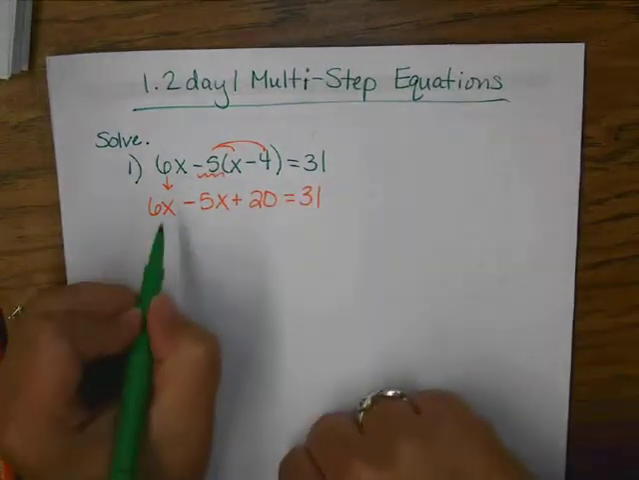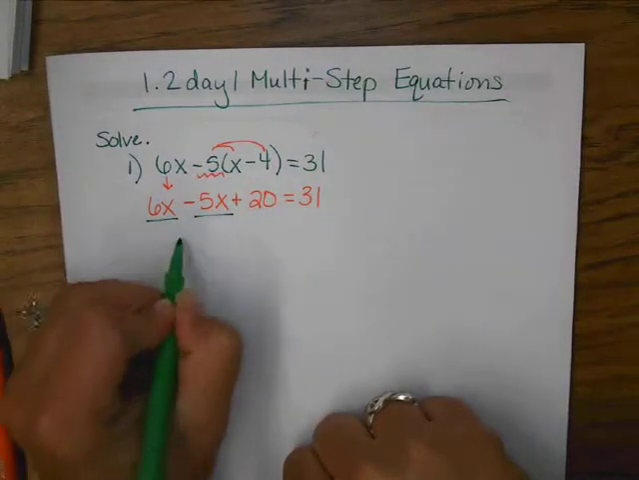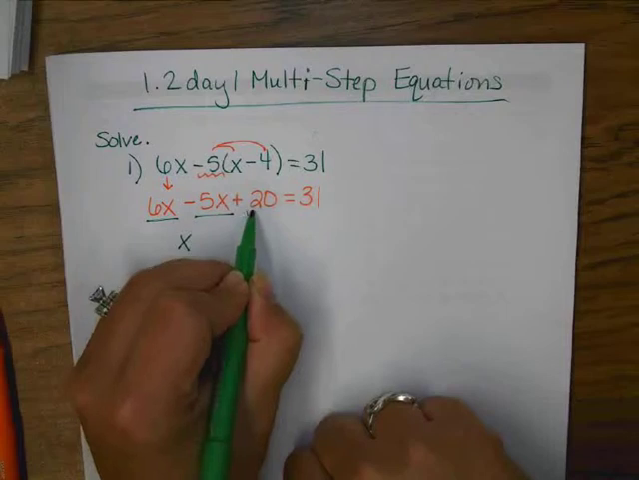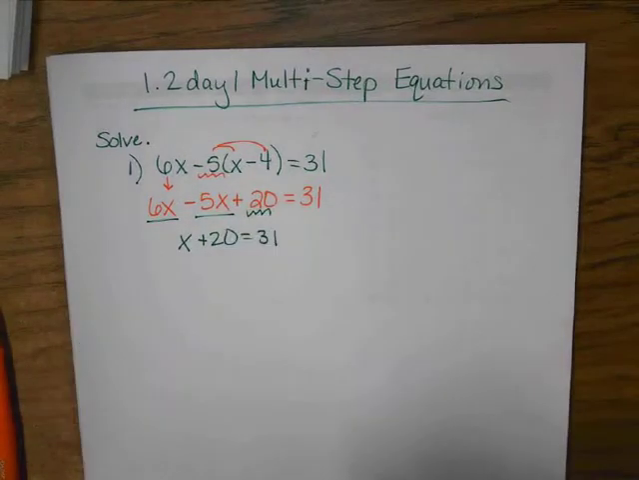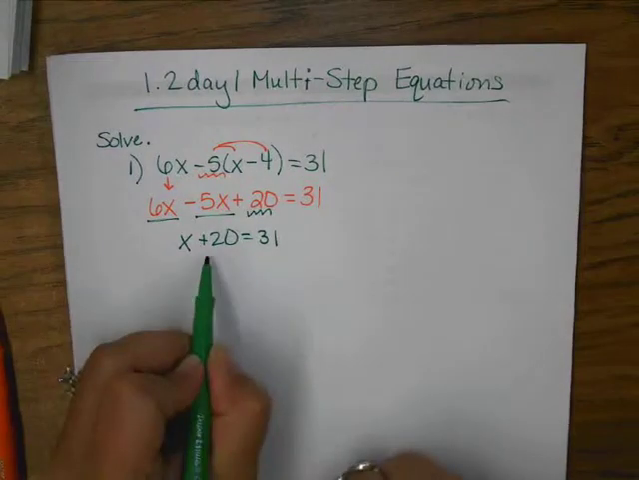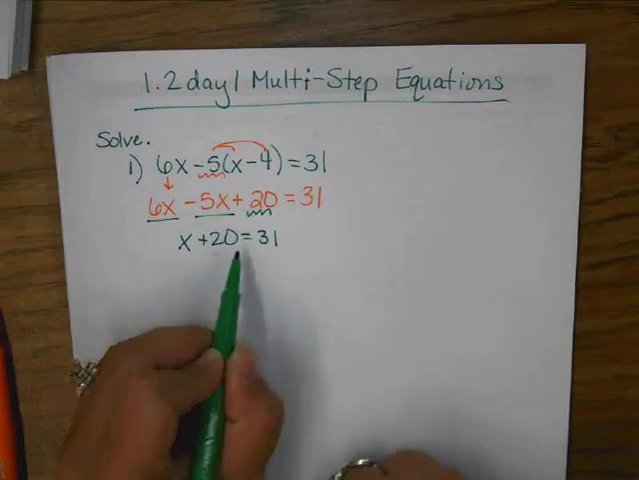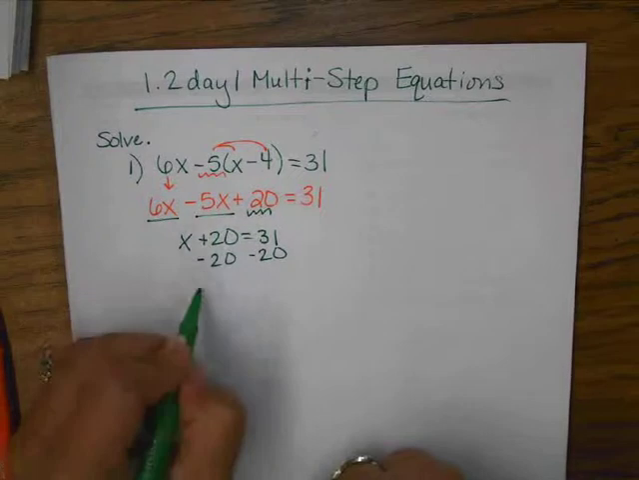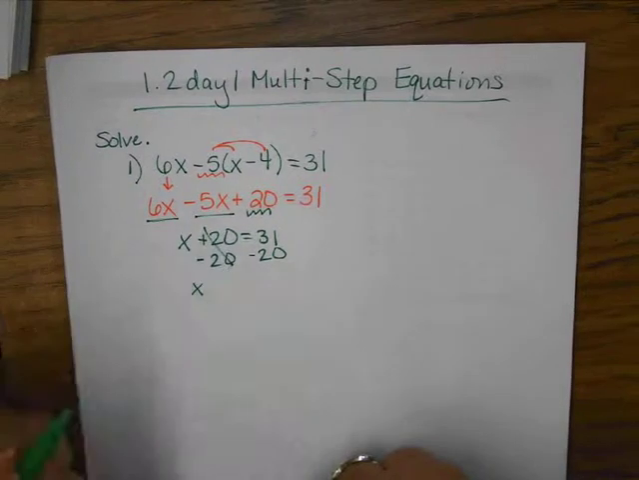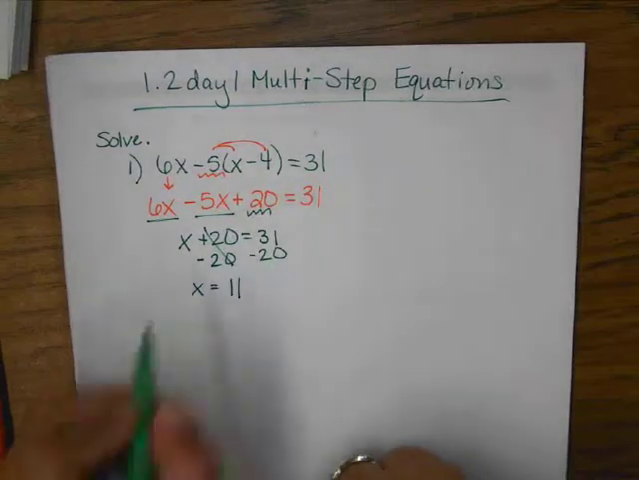Now let's clean up and combine like terms. We've got 6x minus 5x. 6 minus 5 is 1x. And then I've got plus 20 equals 31. Now I'm down to a one-step equation. As you can see on the left side, I'm adding 20 to both sides. So to undo adding 20, I'm going to subtract 20. I have x, 20 minus 20 cancels, equals 31 minus 20 is 11.